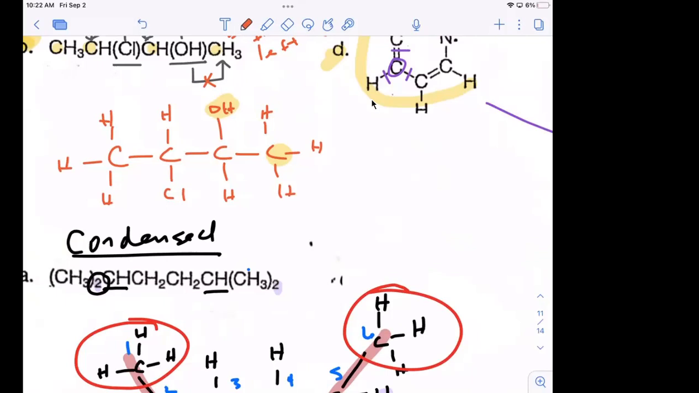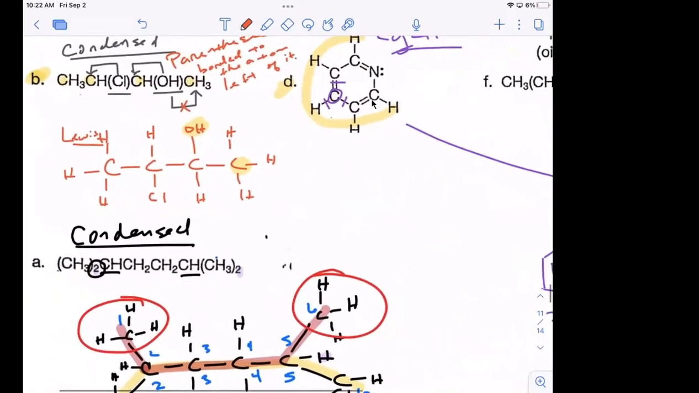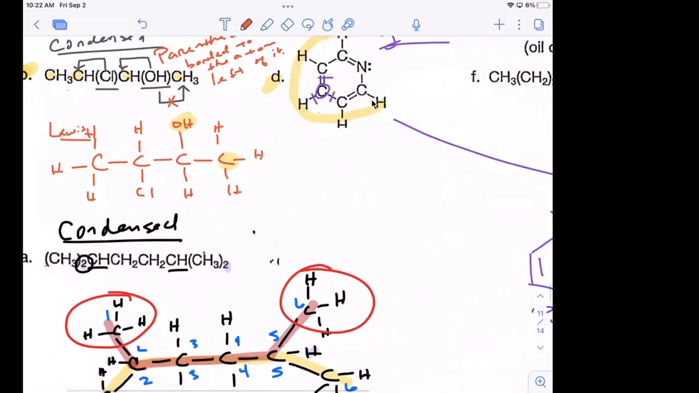All right. Any other questions? So now we need to draw, this is Lewis. Now we need to draw the skeletal form. Is that right? Well, I'm actually going to use this example to talk about something else too. So what does the skeletal form look like?